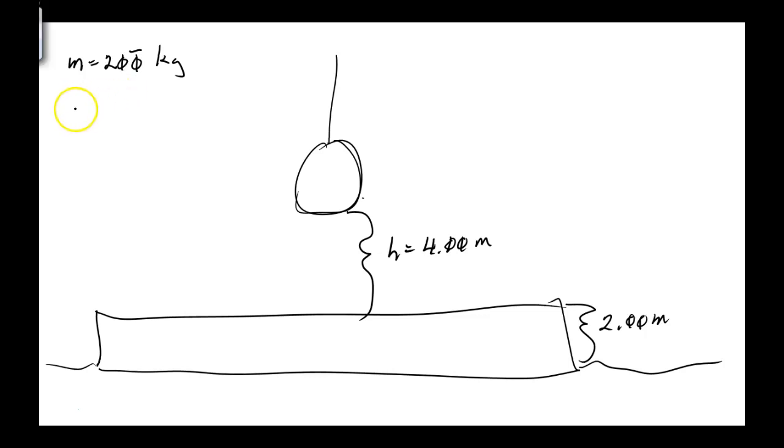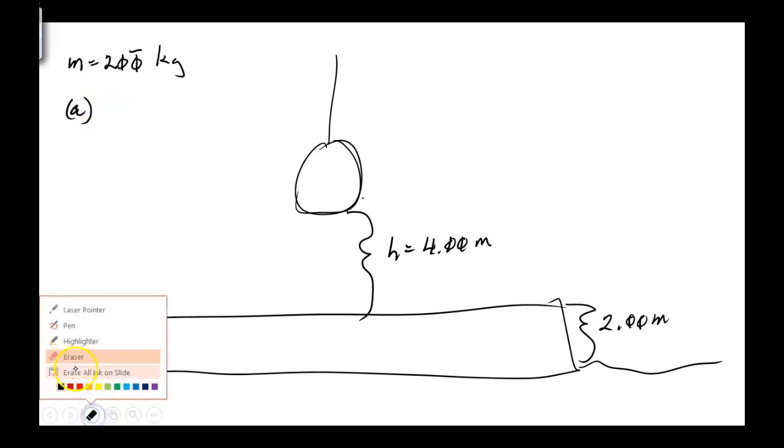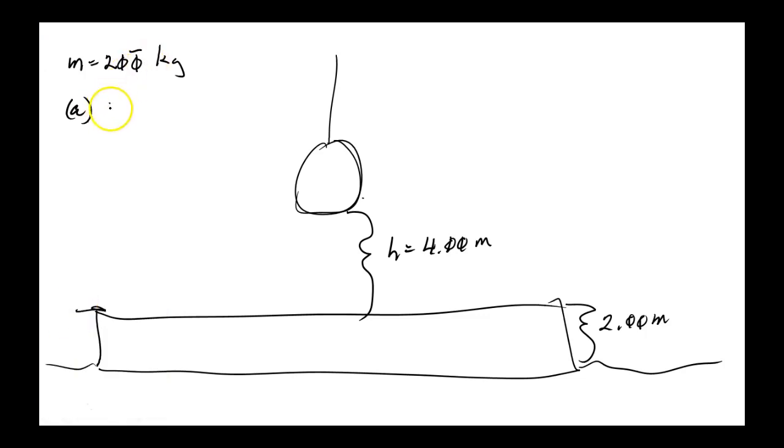The A part of this question says, with respect to the platform here, what is the potential energy of the ball? So we're looking for potential energy, which, I'm sorry, they use a different symbol, E sub P, and they mean gravitational potential energy, so I'll put the G there to remind you.